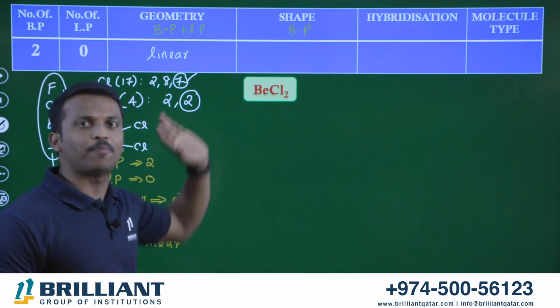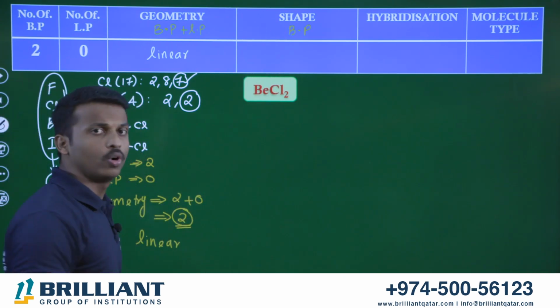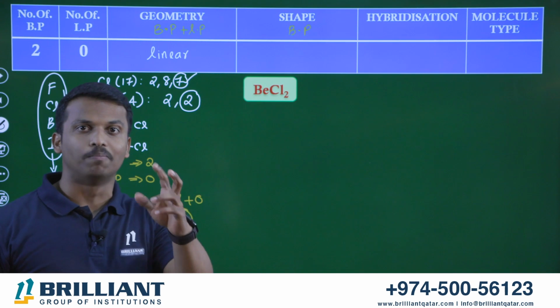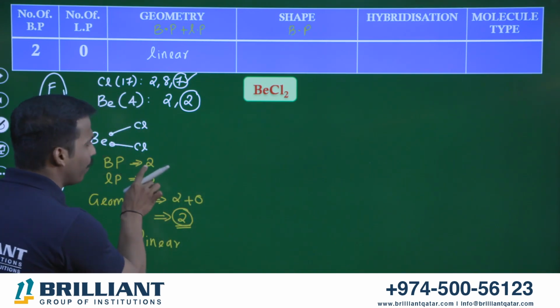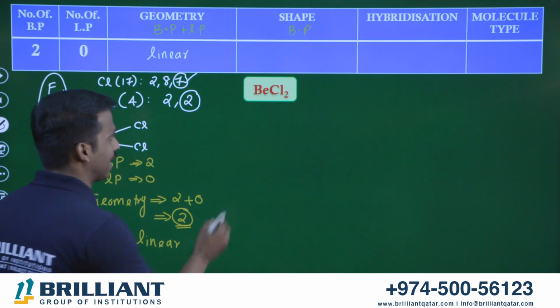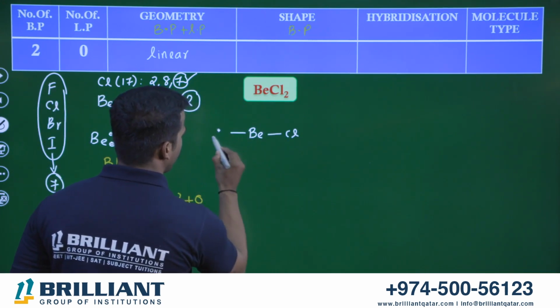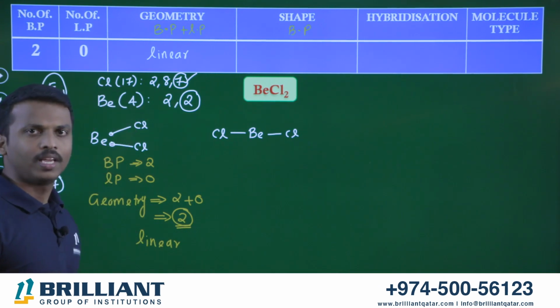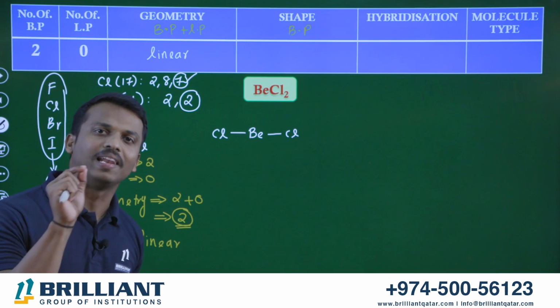Let me go to the shape of the molecule. If you want to know the shape of the molecule, we have to consider only the bond pairs. Yes or no? Only the bond pairs. Fine. How many bond pairs are there? There are only 2 bond pairs. If there are only 2 bond pairs, the structure is like this: beryllium, chlorine, chlorine. If there are 2 bond pairs only, the shape of the molecule is again linear.